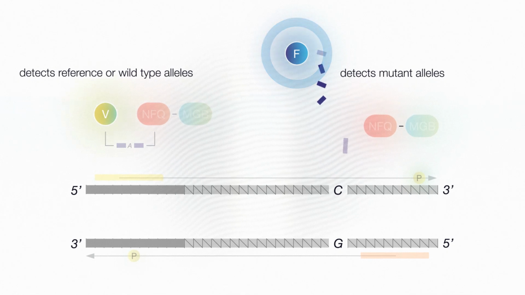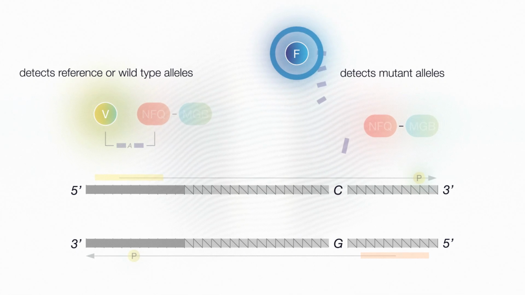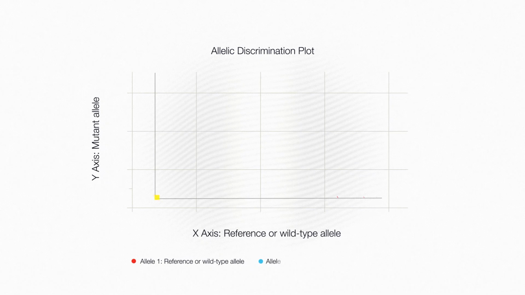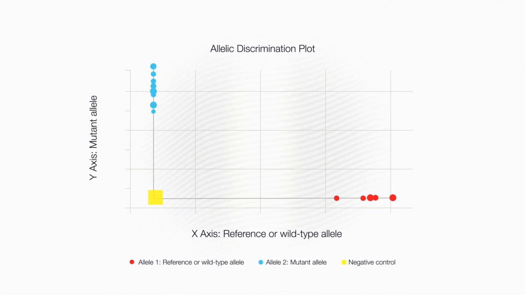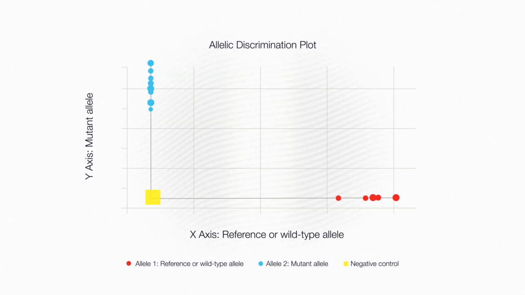The mutant allele is detected by FAM dye. The reference or wild-type allele is detected by VIC dye. After your experiment, you will analyze your results using our Applied Biosystems Design and Analysis Software 2.5 or later with the Genotyping Analysis module. Results are displayed as cluster plots, like the one shown here.